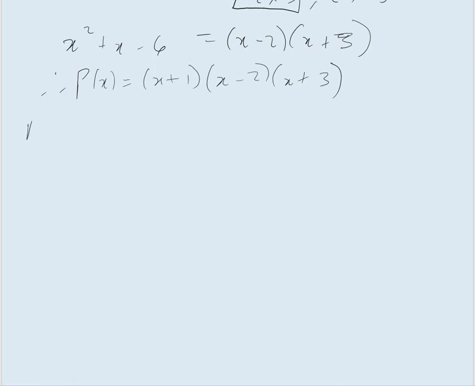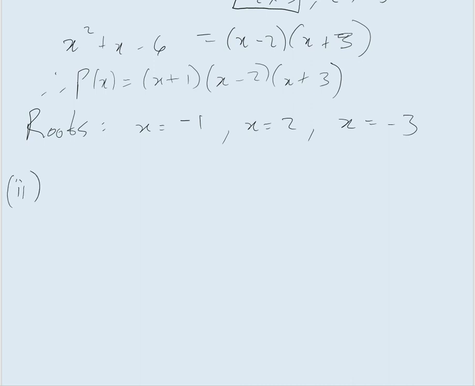The roots are x is equal to negative 1, x is equal to positive 2, and x is equal to negative 3. If this were a graph and we're plotting it, these 3 points would be on the x-axis. So let's look at another way to solve this problem.